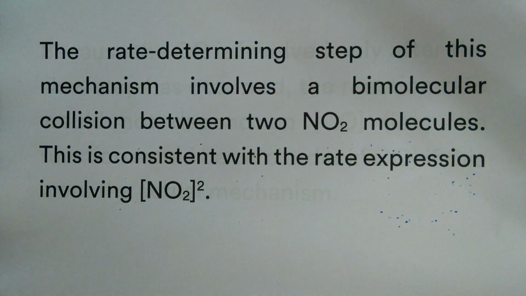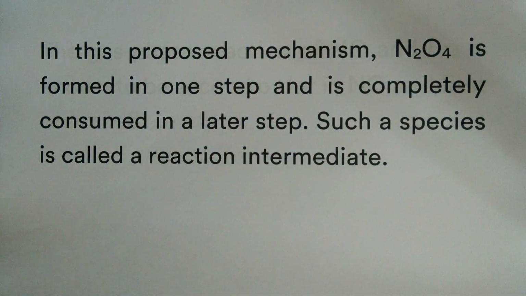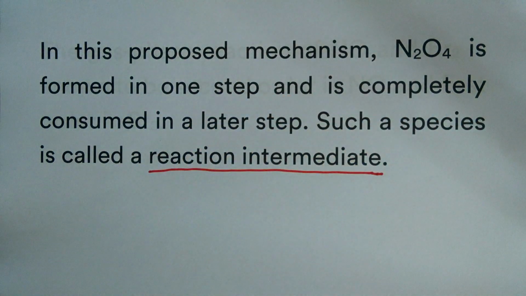The rate determining step of this mechanism involves a bimolecular collision between two nitrogen dioxide molecules. This is consistent with the rate expression involving the concentration of nitrogen dioxide to the second power. In this proposed mechanism, N2O4, or dinitrogen tetraoxide, is formed in one step and is completely consumed in a later step. Such a species is called a reaction intermediate.